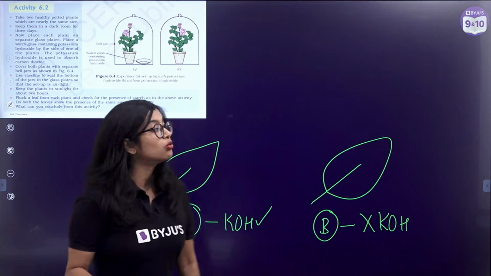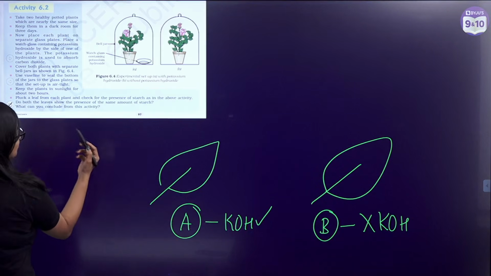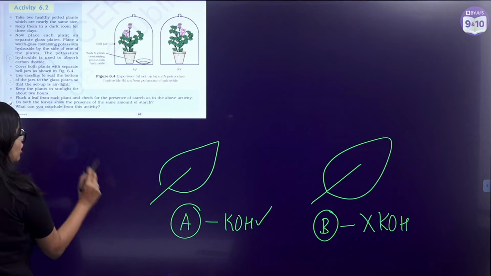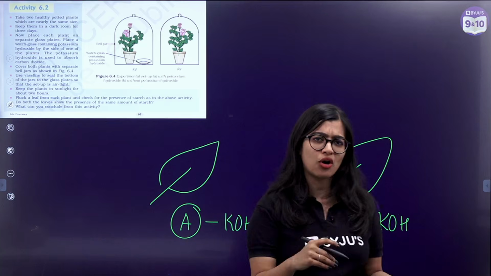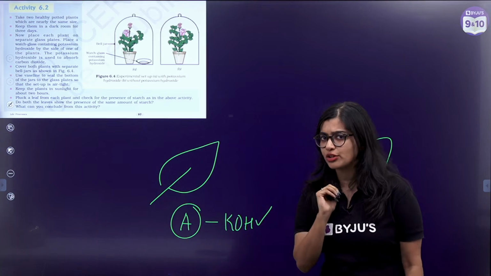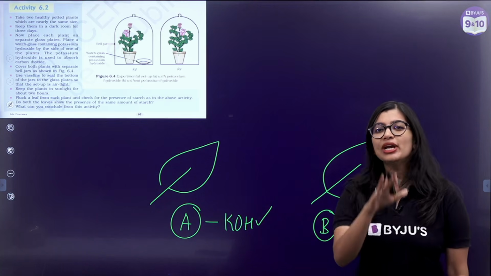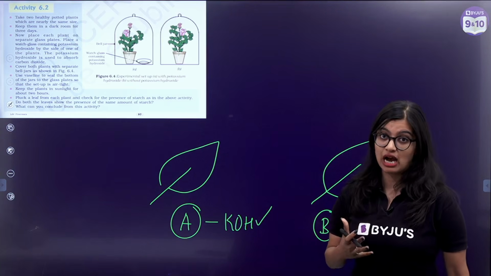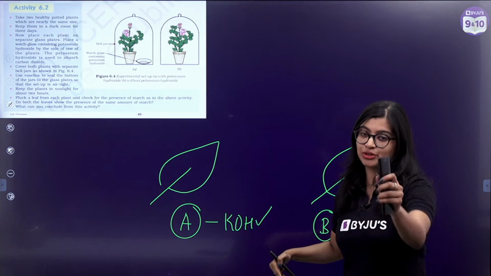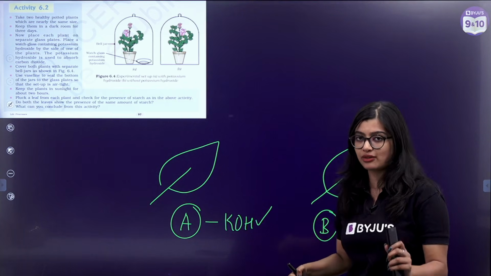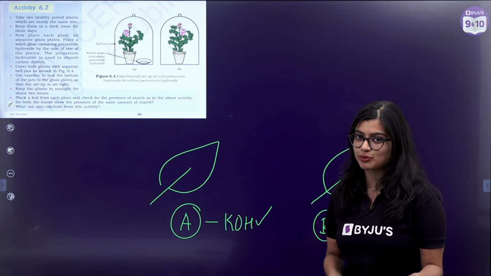Now we left it for 2 hours and now what are we going to do? We are going to do the same starch test. We're not describing the steps again: put it in boiling water, then put it in alcohol, then add iodine solution. Now, which one will turn positive for the starch test? Is it going to be leaf A or leaf B? Pause this video and try to give the answer yourself first, and then you can watch ahead with the remaining explanation.